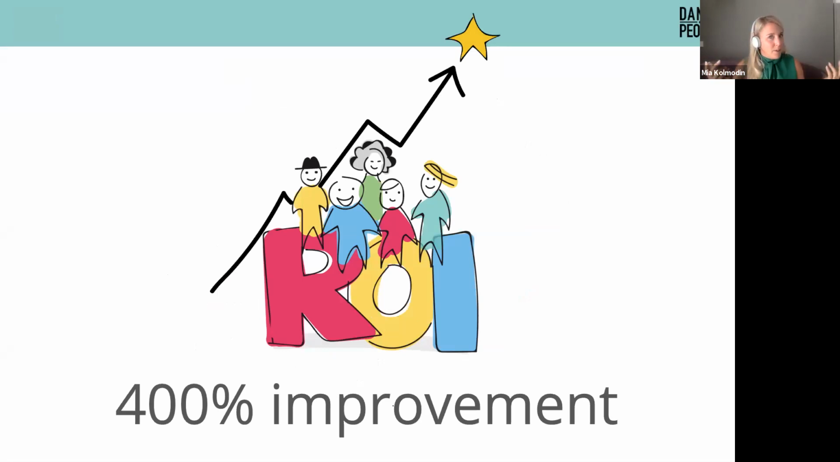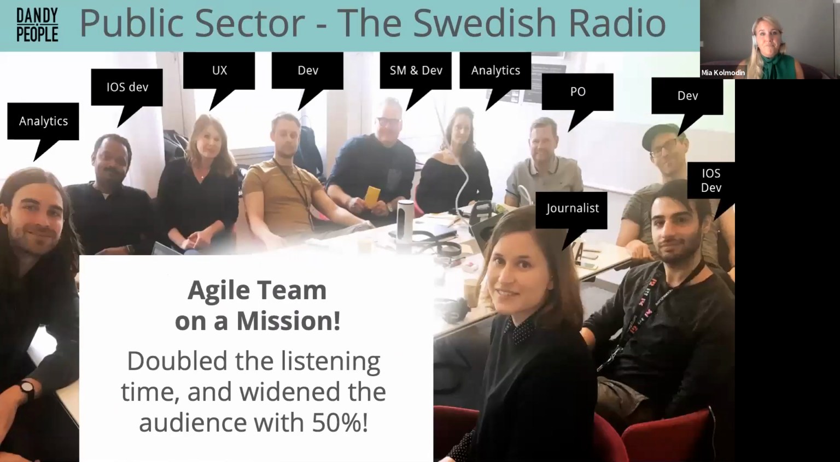And around 400% improvement from the teams, because you increase the speed of the teams by 200%, and you increase the value that these teams actually deliver by focusing on customer value continuously. So a 400% improvement of the organization is what you usually see if you work in Scrum.